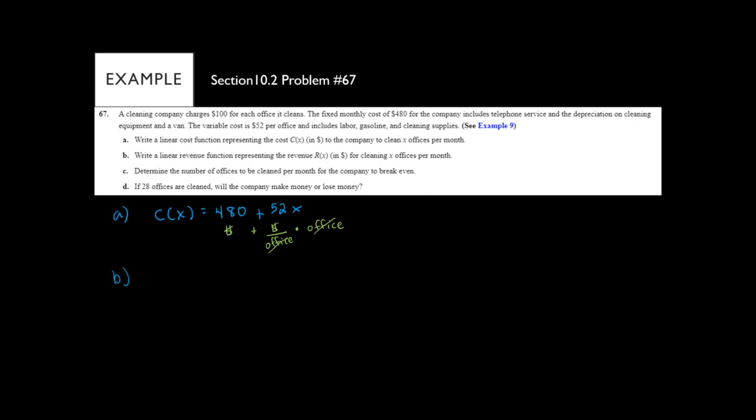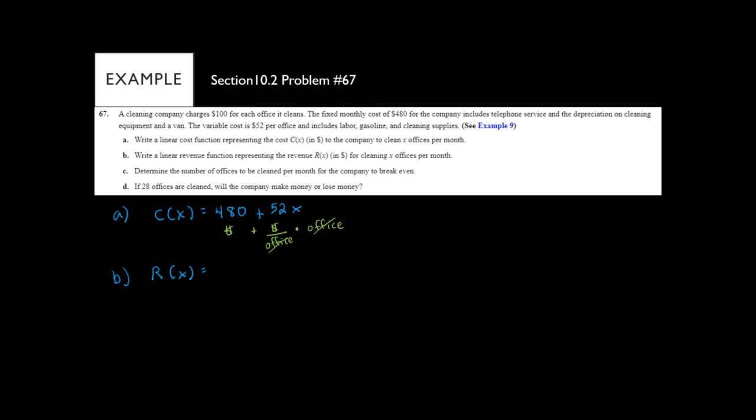Now, part B, write a linear revenue function representing the revenue R of X. So R just stands for revenue. Again, this is going to be using slope-intercept form because it says linear. For cleaning X offices per month. So this is the money we're bringing in. This is different from profit. Profit is the difference between cost and revenue. Revenue is purely the money you're bringing in before you subtract out the cost. So we're not subtracting out costs or anything. This is just based off of what we charge for income per office.